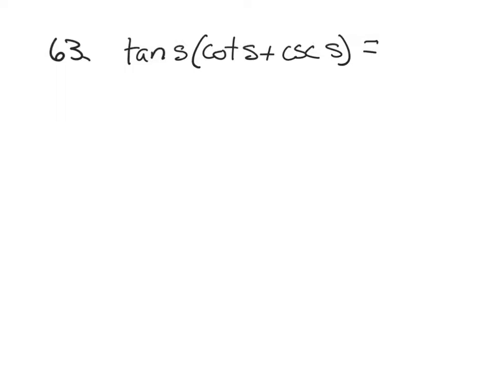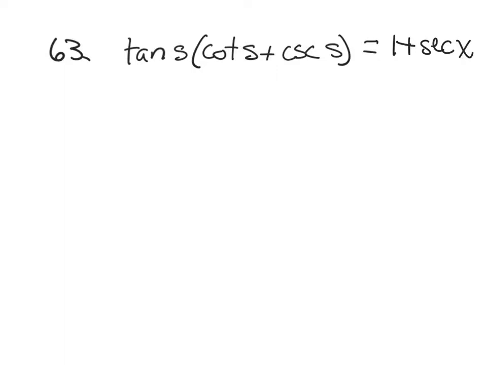In number 63, I want to prove an identity ultimately. So feel free to look up your answer. In this problem, I want to show that this is equal to 1 plus secant x. And we want to work with only one side of the identity, not both, because we don't know that the identity is true yet. So we can't solve using both sides.